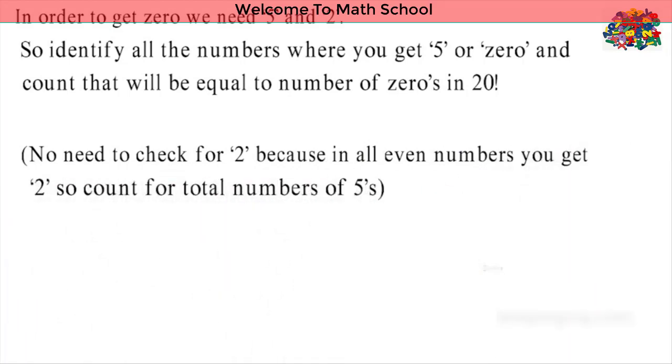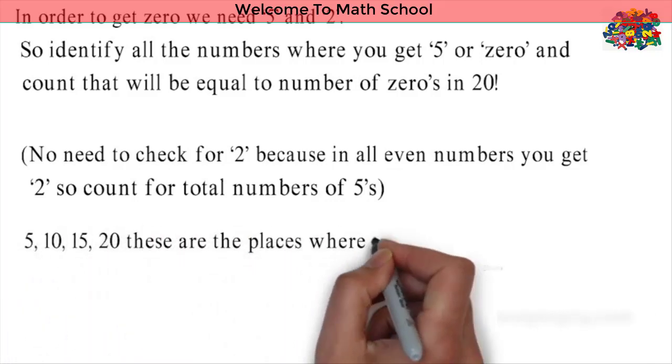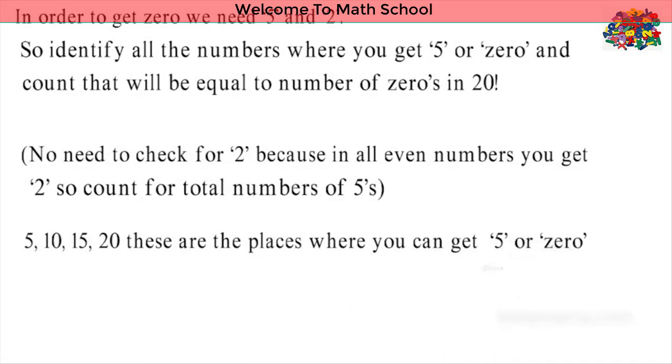So whenever you write the 20 factorial, you get 5's at the following places, and those places are 5, 10, 15 and 20. So these are the 4 places where you get the 5. So you can say 4 zeros will be available in 20 factorial.